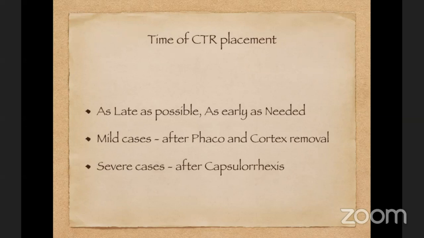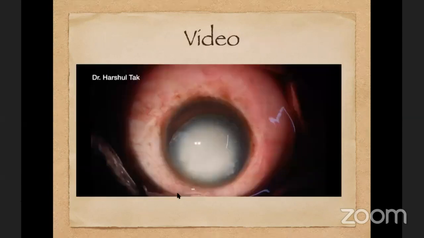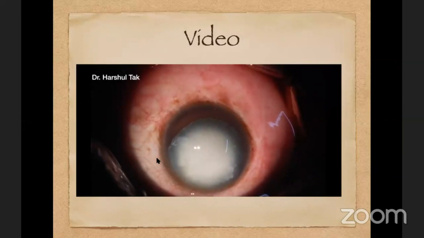So the timing of CTR or these devices is very important. The dictum is that we should use them as late as possible, but as early as needed. In mild cases, most of the time we use CTR after we finish cortical matter aspiration and phaco. But in severe cases, we need to use them after capsulorhexis. So let's see this case, which had more than 4 clock hours of zonular dialysis.